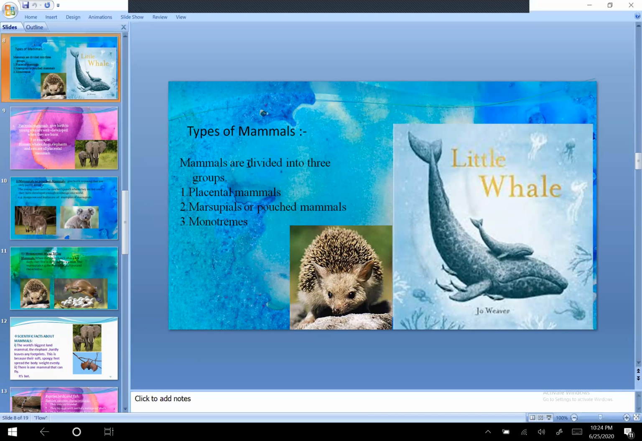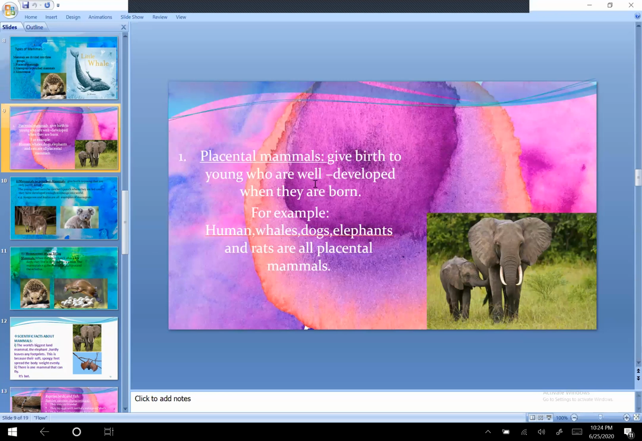Types of mammals. Mammals are divided into three groups: number one, placental mammals; number two, marsupials or pouched mammals; number three, monotremes. Now, children, we are going into the detail of these three types. First one is placental mammals. Placental mammals give birth to young who are well developed when they are born. For example, human, whales, dogs, elephant, and rats all are placental mammals.